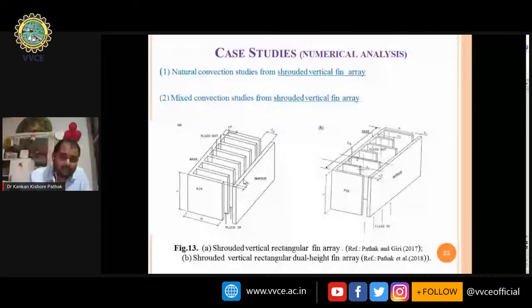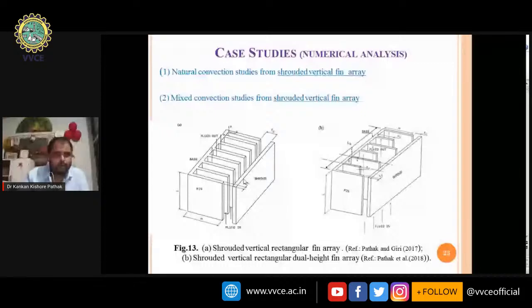In the last decade or so, various problems have been studied on this kind of configuration, and recently in some other parts of the world also, some variable or dual height arrays, where it is proved that for the physical configuration and the governing parameters, the variable height or dual height fin array can improve the results. So I am considering this configuration.